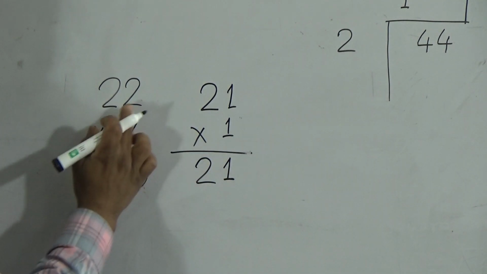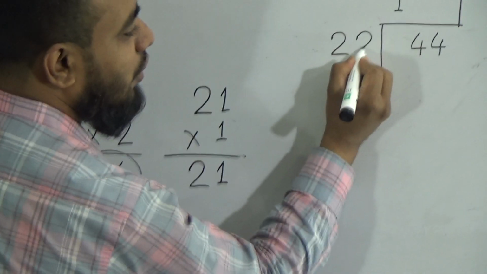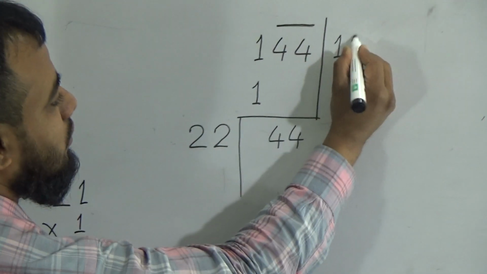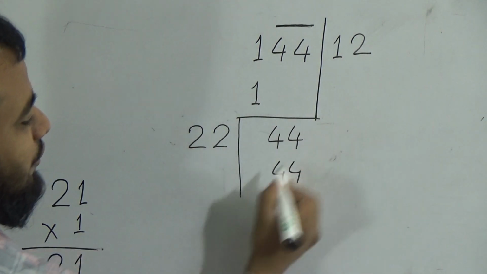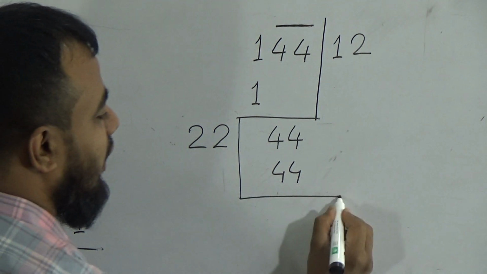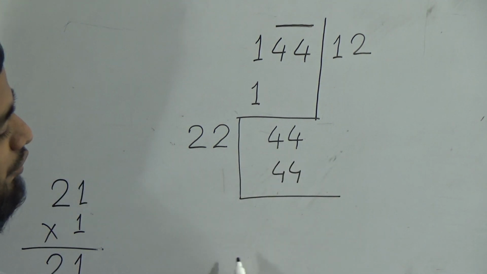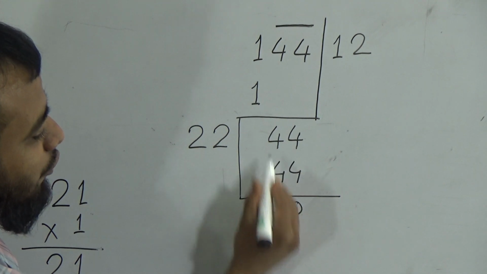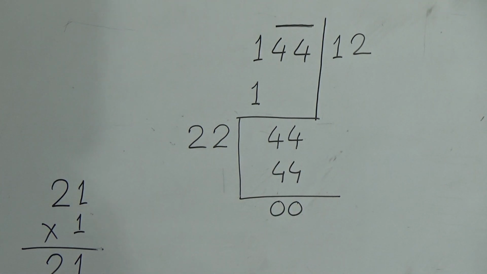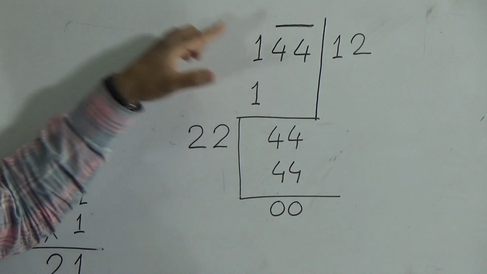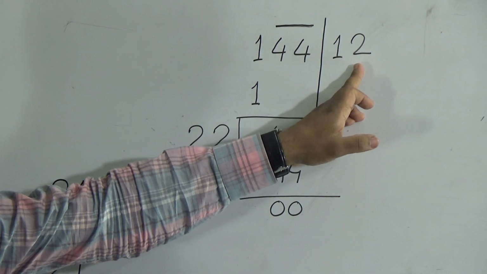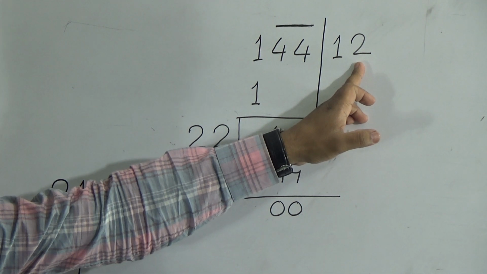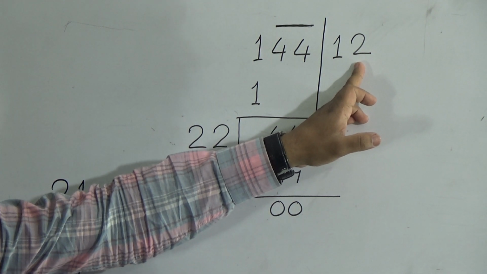So we should write down 2 here, and 22 2s are 44. I have written down 44 here. Now subtract this 44 from this 44. 4 from 4 is 0, and 4 from 4 is 0. So the remainder is 0. Now my dear students, 144 is a perfect square number, and its square root is 12. This is our result. Okay, 12 is the square root of the perfect square number 144.